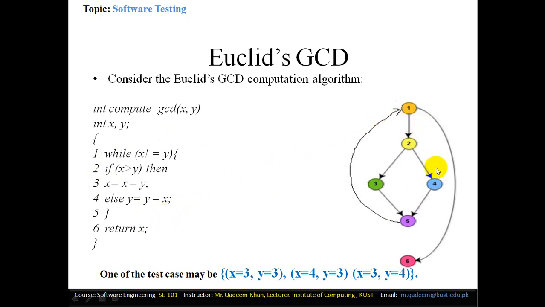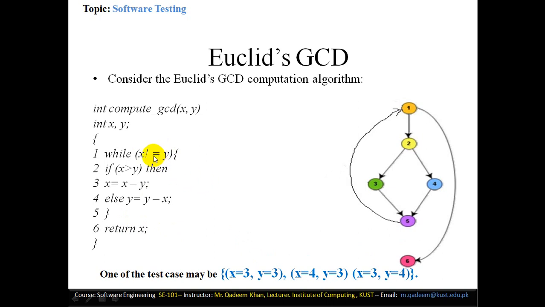So if the loop is false, then statement number 6 will be executed. Now the possible test cases can be x is equal to 3, y is equal to 3, or x is 4 and y is 3, or x is 3 and y is 4. If x is 3 and y is 3, the loop will be false from the beginning, so return 3; 3 will be the GCD.